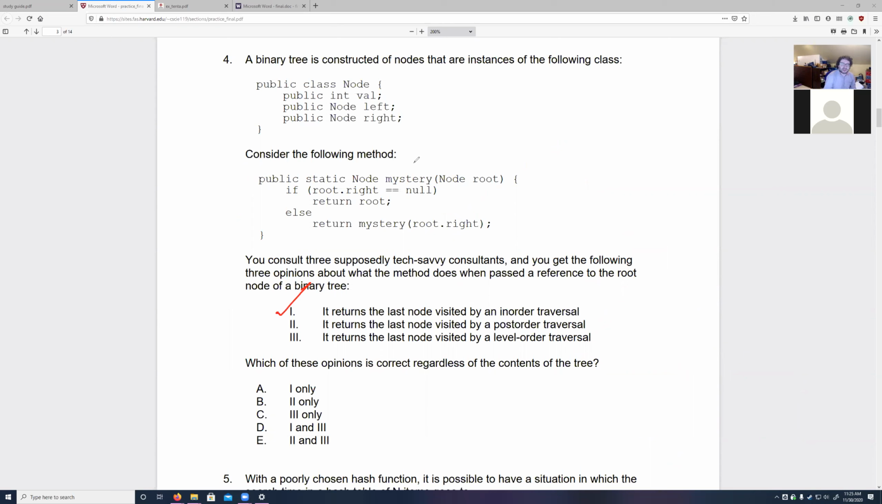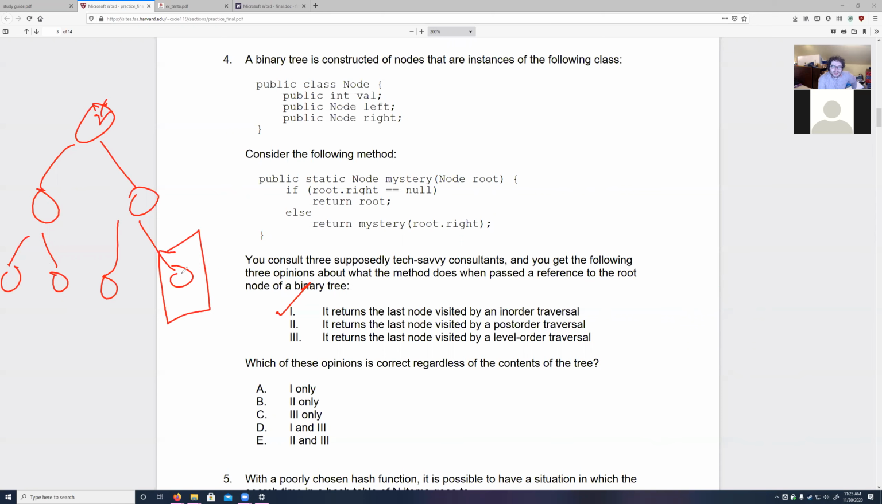But let's check the others. Let's check and see, hey, last node visited in a post-order traversal. Well, post-order says I'm going to return the root. So I can actually stop drawing now, because take a look at this. Post-order traversal says handle my left subtree, handle my right subtree, then handle myself. The last node in this is going to be the root. And the method says, hey, return this guy, which is not what happens. So number 2 is wrong, because we can create a counterexample very easily.